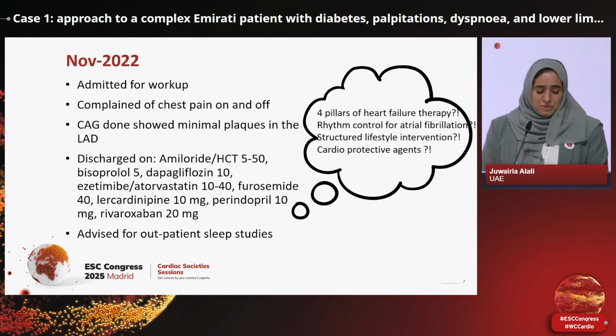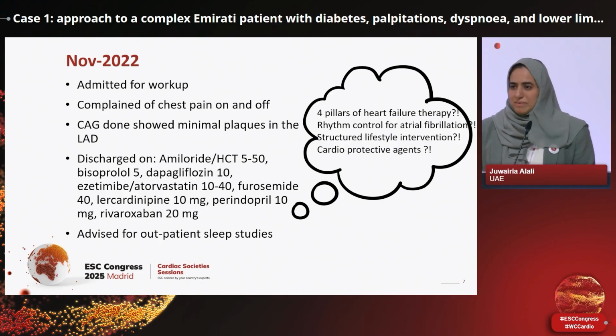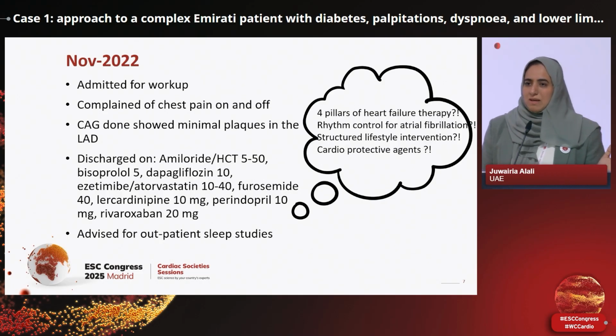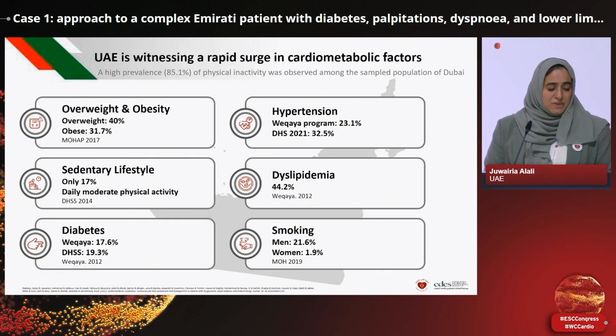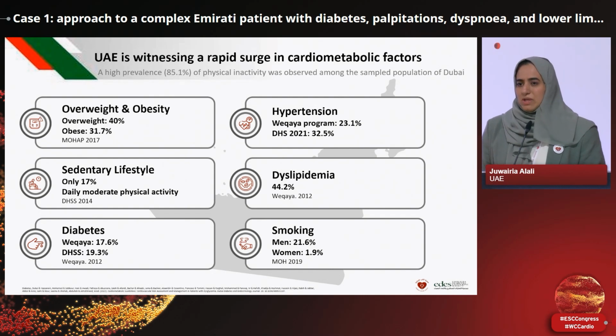And then what about using cardioprotective agents for diabetes? He is on an SGLT2 inhibitor, but what about a GLP-1 agonist? So this was all not addressed in the first presentation, and then we're going to see what happens to this patient. What's unique about the UAE is that we have a rapid surge of cardiometabolic factors.